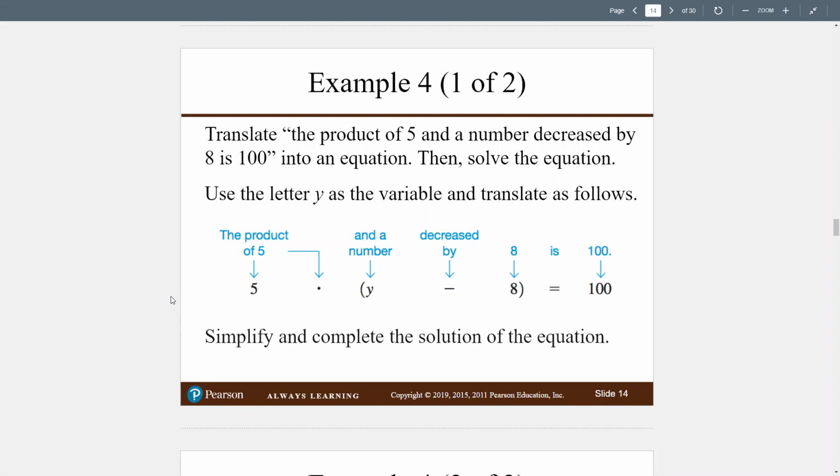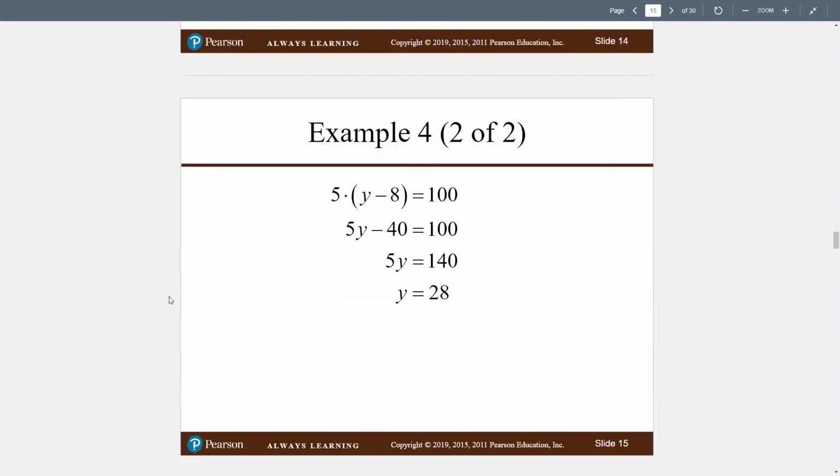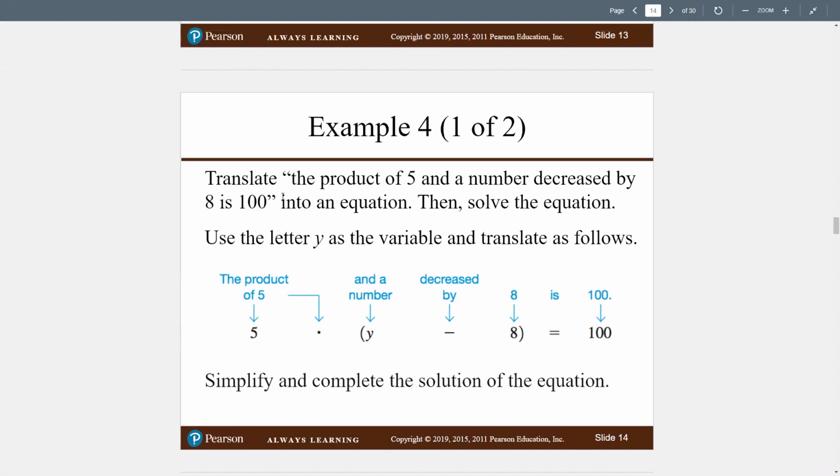Let's see. Do we need this information? I guess you can pause it later if you want to look at it. So basically they're saying translate the product of 5 and a number decreased by 8 is 100 into an equation. Okay, so the product of 5, a number, decreased by 8, the result is 100. Okay, so there's your equation. You got it from those words up top, and now you just have to solve it.